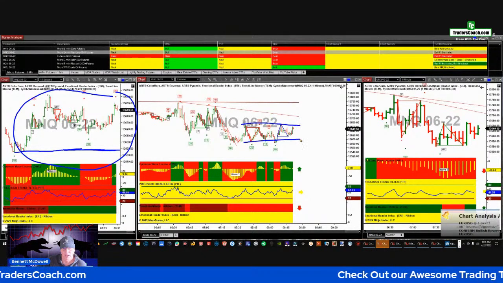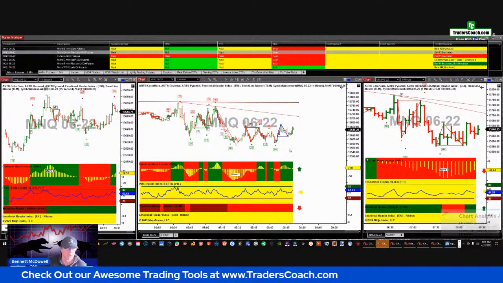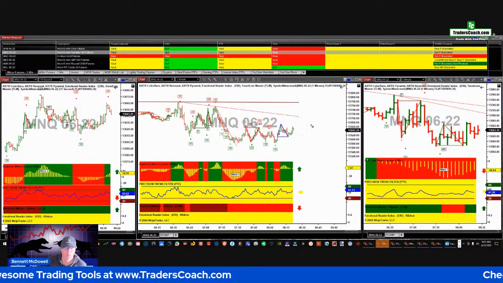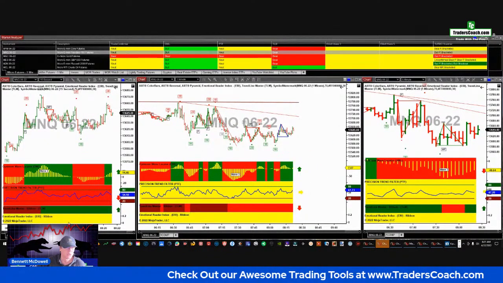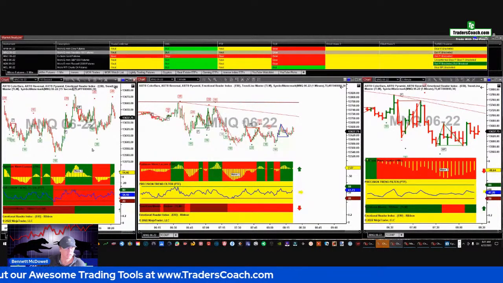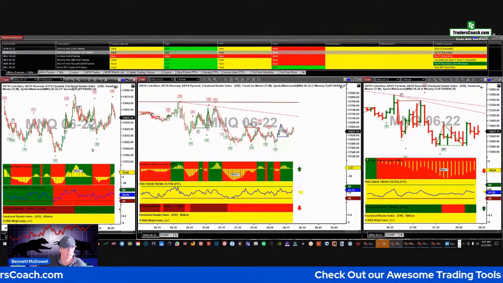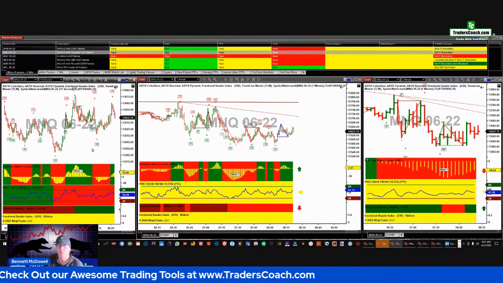We're kind of going sideways, so at this particular point I'd be very careful about entering into a trade at all. I'd like to see a red owl on here and a red owl on here before taking a short trade for a target zone down in this area here of 13,580. So that's kind of where I would look at that.